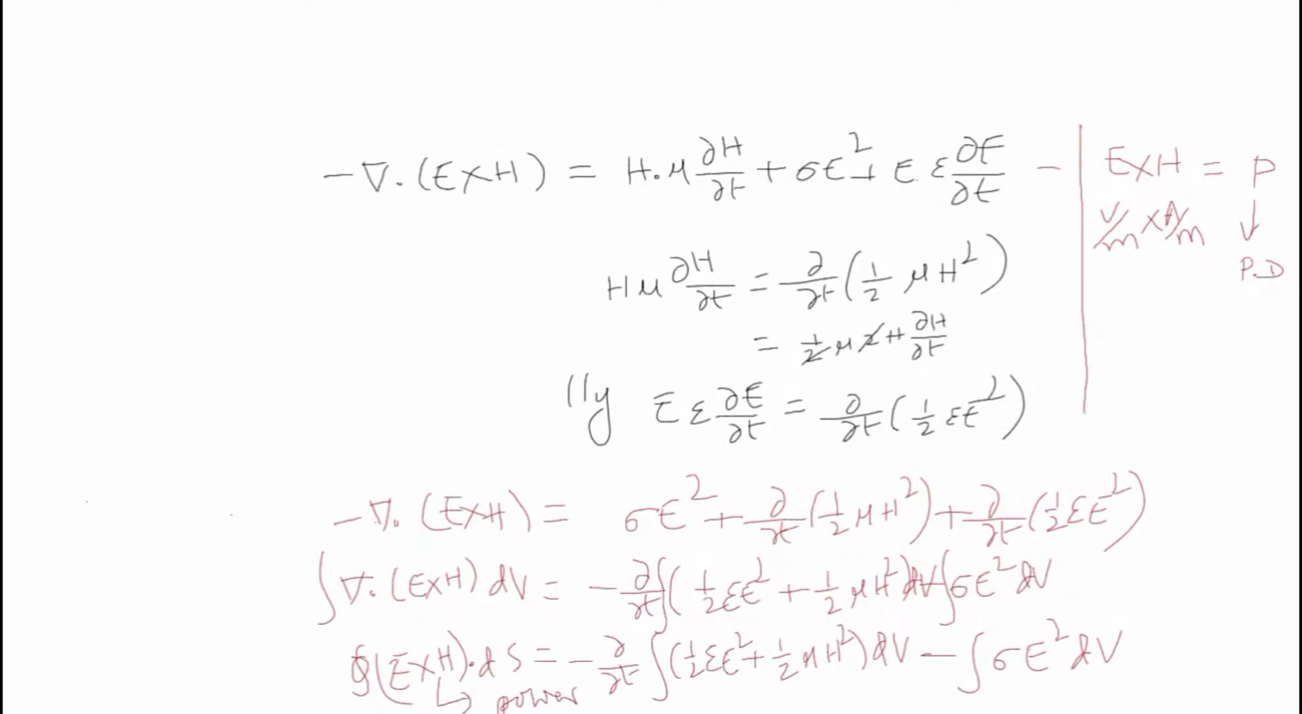And next, another term, that is 1 by 2 epsilon E square integral, or else 1 by 2 epsilon E square is the energy density in the electric field.